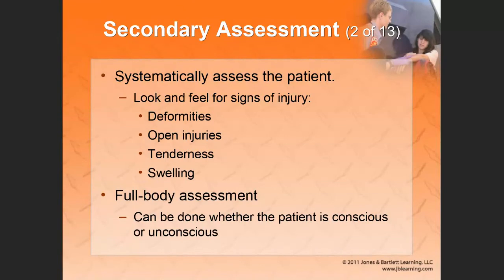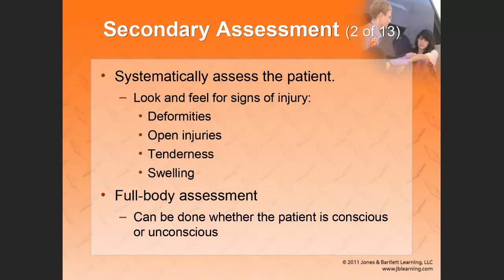Now, if there is trauma to a limb in your secondary assessment, you are going to expose the limb and you're going to look for DOTS, right? So if there's trauma to a limb, meaning it's a non-life-threatening injury, after you have completed your ABCs, you will expose that limb and you will look for DOTS. That's the acronym. D is for deformities. O is for open injuries. T is for tenderness, and S is for swelling.